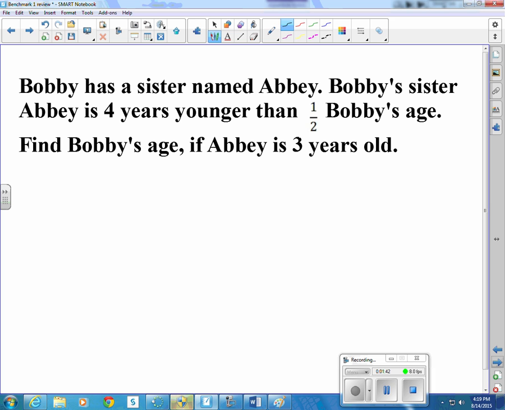Bobby has a sister named Abby. Bobby's sister, Abby, is 4 years younger than half Bobby's age. Find Bobby's age if Abby is 3 years old. So let's write half of Bobby's age. Let's have B represent his age.